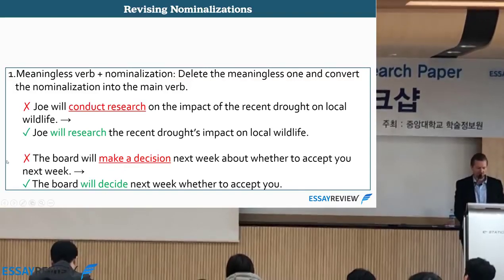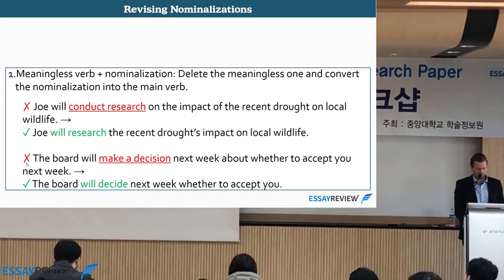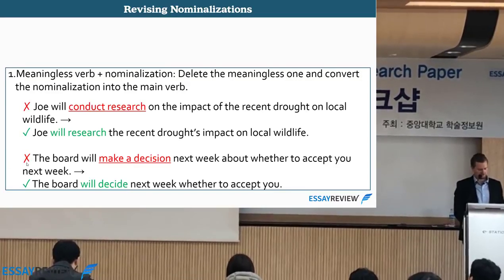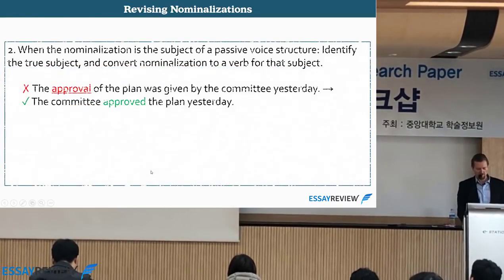Why do you conduct research? You're researching. Okay, "The board will make a decision next week about whether to accept you." No. "The board will decide next week whether to accept you." We don't need to make a decision, we can just decide. "The approval of the plan was given by the committee." "The committee approved the plan."